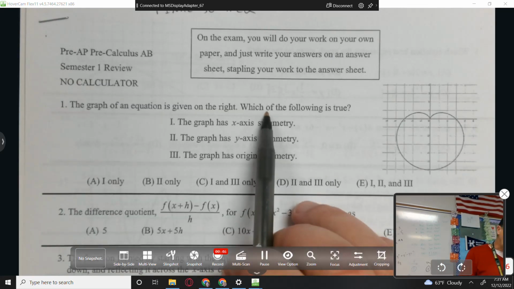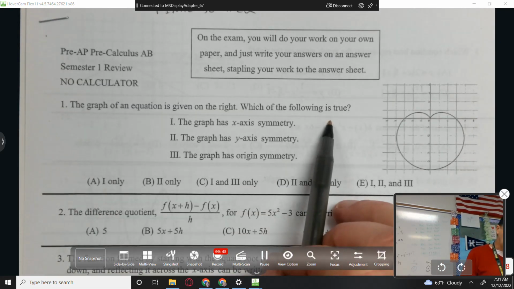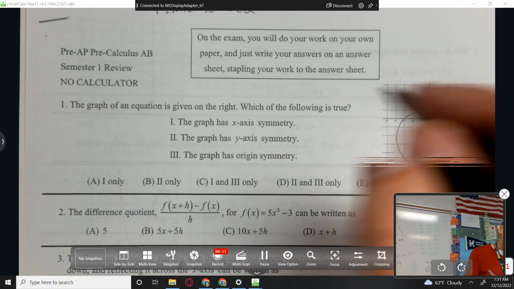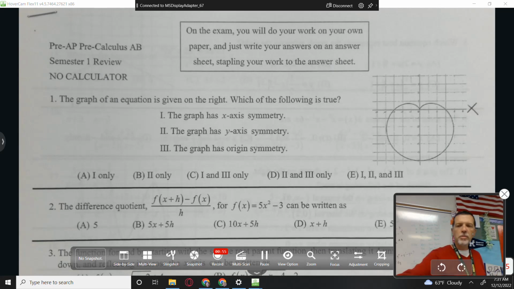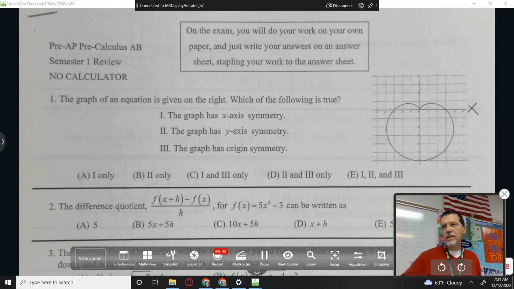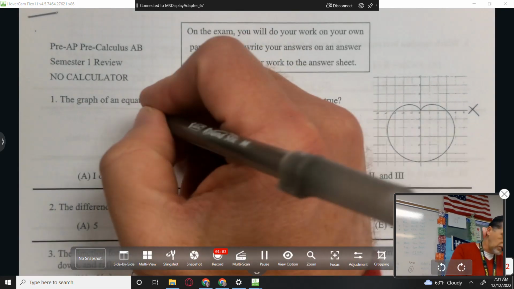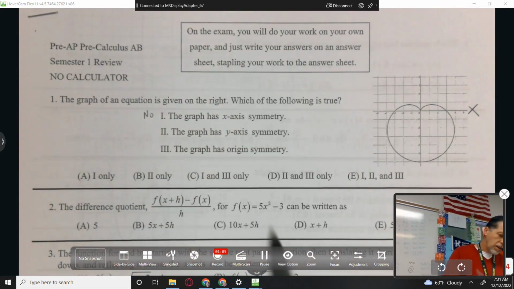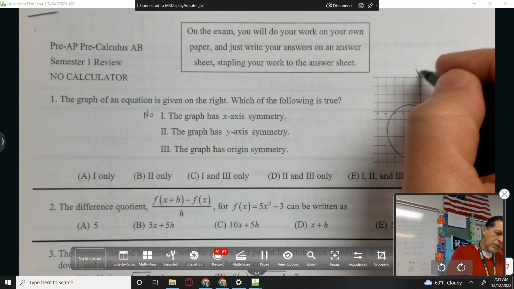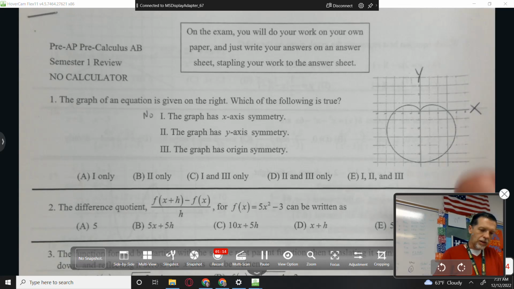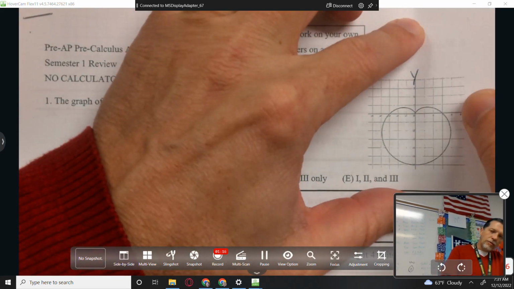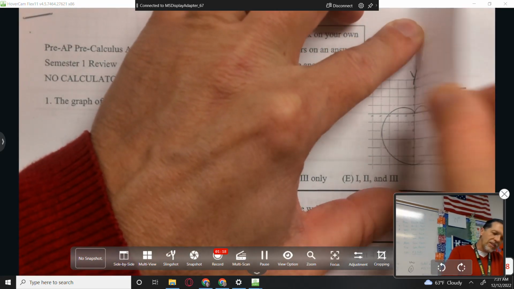Number 1, the graph of an equation is given on the right. Which of the following is true? The graph has x-axis symmetry. Okay, there's the x-axis. If I fold my graph on the x-axis, does it copy onto itself? No. So that's a no. The graph has y-axis symmetry. If I fold it on the y-axis, will it copy onto itself? Yeah. And this is where you can literally try to fold the paper over and visualize it. Yeah, that's true.